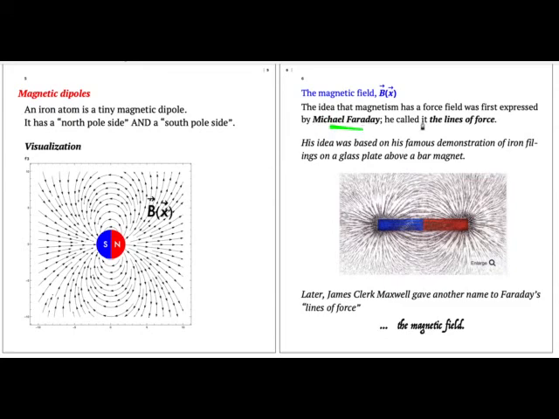He called the force field B, he called that the lines of force. And his idea was based on his famous demonstration of iron filings sprinkled on a glass plate above a bar magnet. Here's a picture of that. Take a bar magnet, rest on top of the bar magnet a thin glass plate, sprinkle iron filings, little slivers of iron, over that plate, and they will trace out the lines of force.